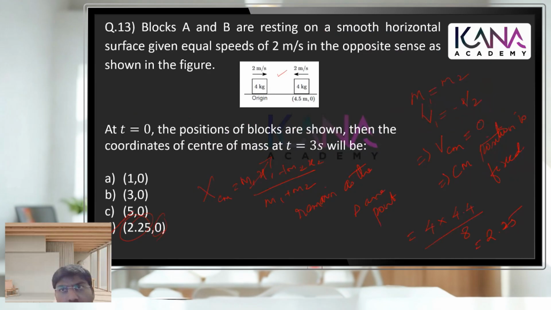Okay. Next question. Just keep this part in mind: the center of mass position is fixed. That's why VCM is equal to 0. But XCM we find with the conventional formula for the center of mass. So we can find the answer. Okay. Next question.